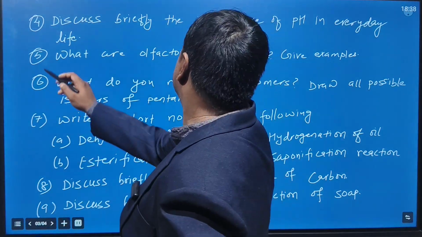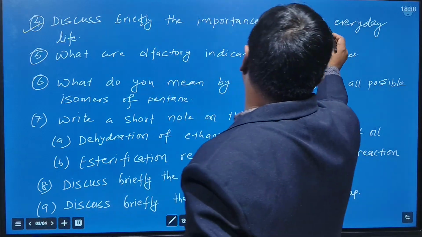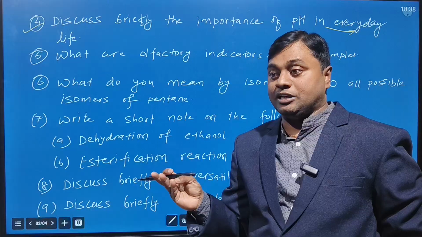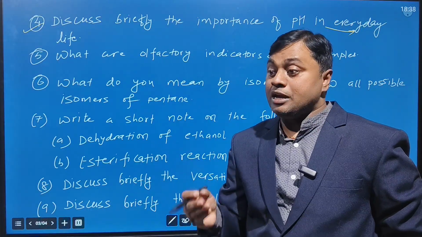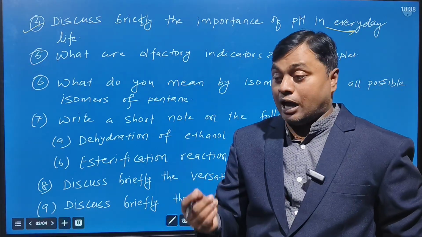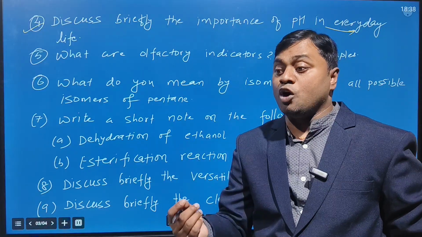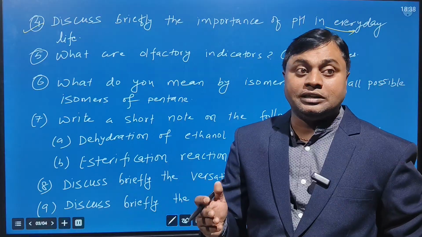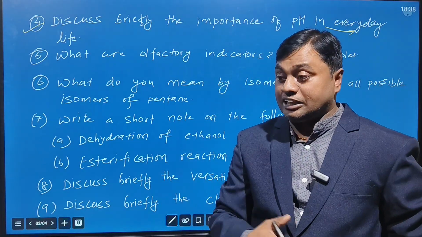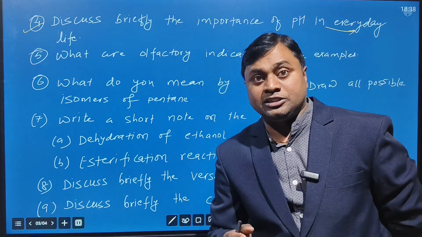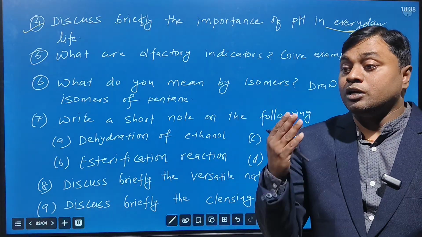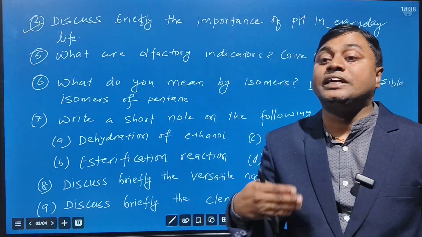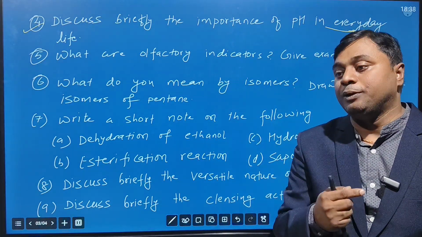Next important question. Discuss briefly the importance of pH in everyday life. pH is very important. First is in digestion. In the stomach, HCl is produced, and the acidic medium is required for the digestion of proteins, which pepsin does. Not only that, the HCl present will kill the germs. Second, it is important for the mouth. When the pH of the mouth goes below 5.5, tooth decay starts. For that reason, we use toothpaste.